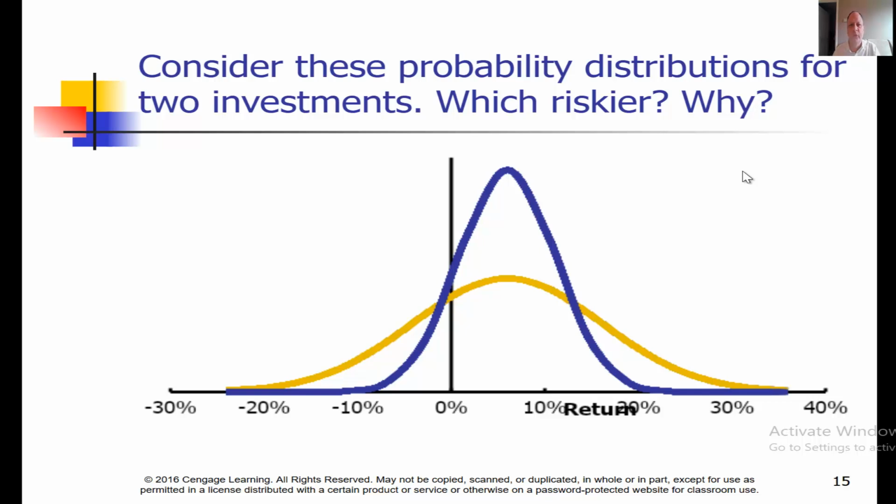Consider these probability distributions for two investments. Which one is riskier? Well, they both have the same expected rate of return. They're both centered around 6%, but the blue one is centered far more closely around 6%, whereas the rate of return in the yellow one is far more uncertain. So the yellow investment has a higher standard deviation and therefore a higher risk as an investment. You have more uncertainty about what your rate of return will be.